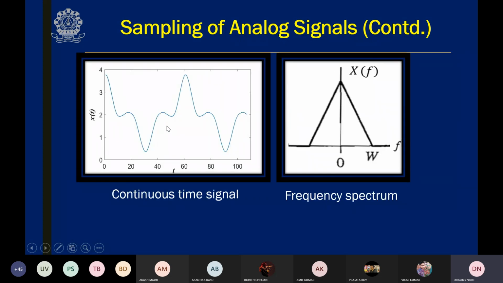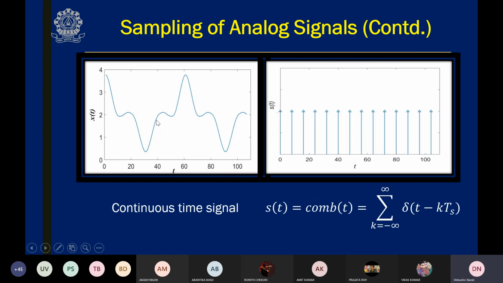Yes, sir, in the formula, after comb t, could you explain the delta t minus kTs? I can understand this one. Delta t minus kTs, you know what is delta t? Delta t is a sample at t equal to 0. It is a delta function at t equal to 0, and you know the definition of the delta function. Now, if you put k equal to 0, then it is a delta function at the origin.